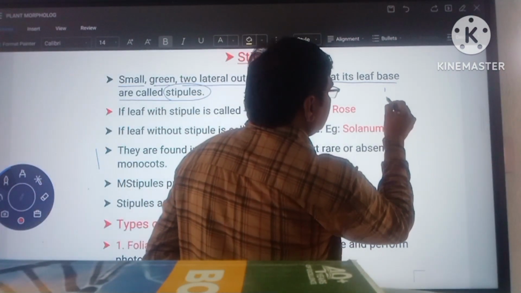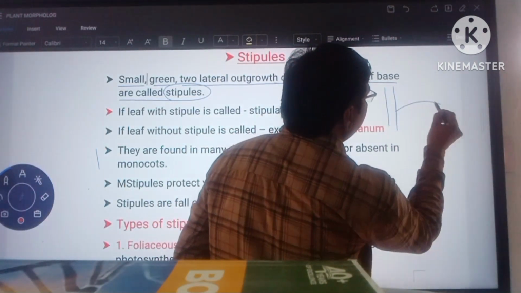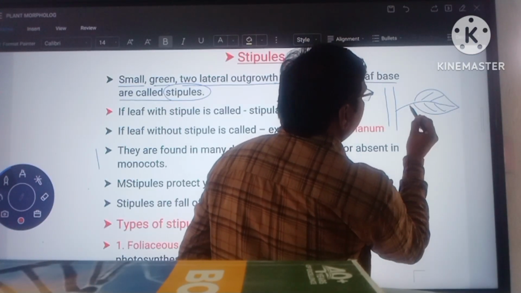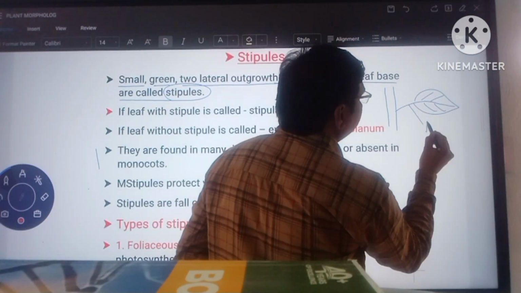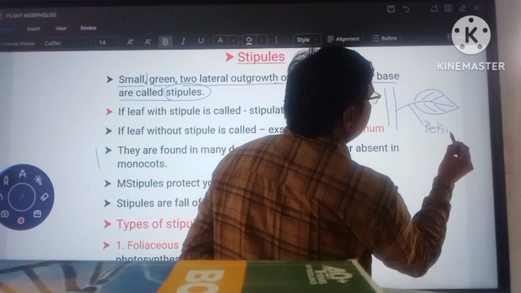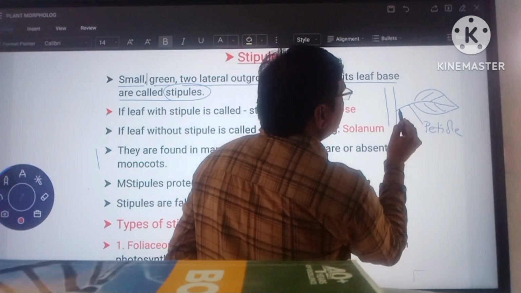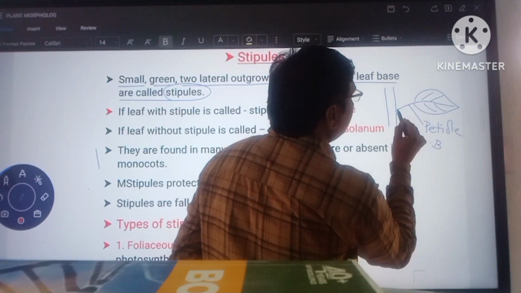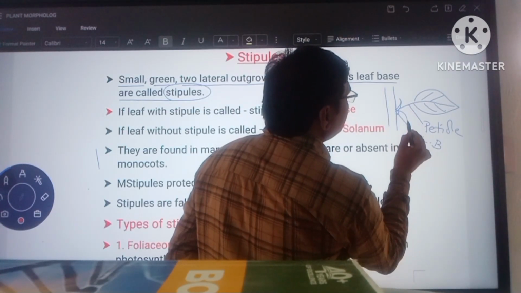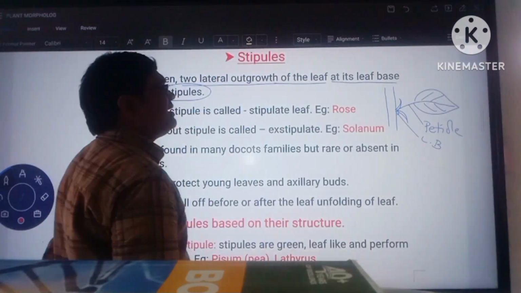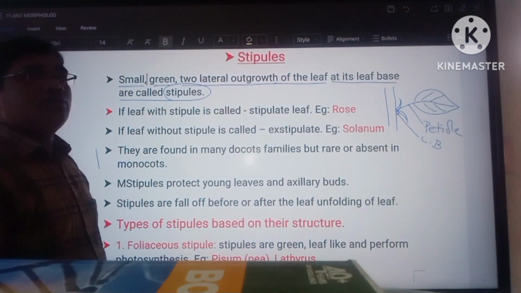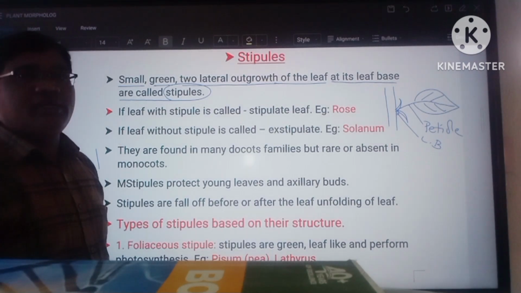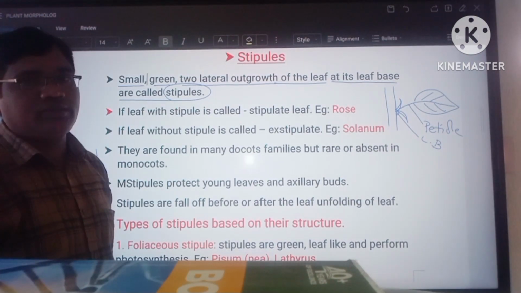Now, see, this is the stem. So this is the leaf. This is the leaf lamina, and this one is the petiole. At the base of the petiole, the leaf base is there. At both sides of the petiole, the two small green colored lateral outgrowths of the leaf at its base are called stipules.